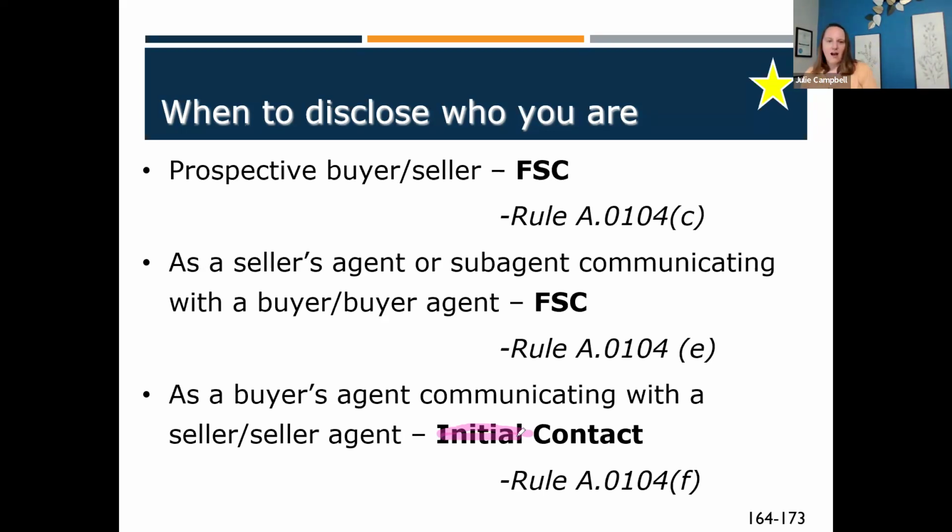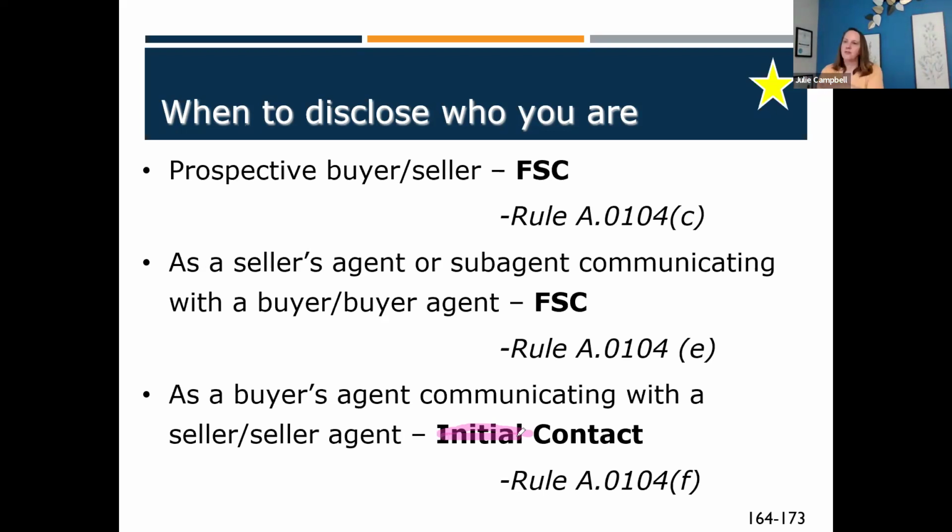You say, hi, I'm Julie Campbell, and I'm working with a buyer that's interested in your property. We're thinking about coming to see it tomorrow, but I have a quick question first. When did you disclose your status of being a buyer's agent? At initial contact. I got my name out and then I stated my status. The only reason I didn't do it first is because it's weird to say buyer's agent, Julie. They call me Julie Campbell, right? So I think it's okay to say your name first.